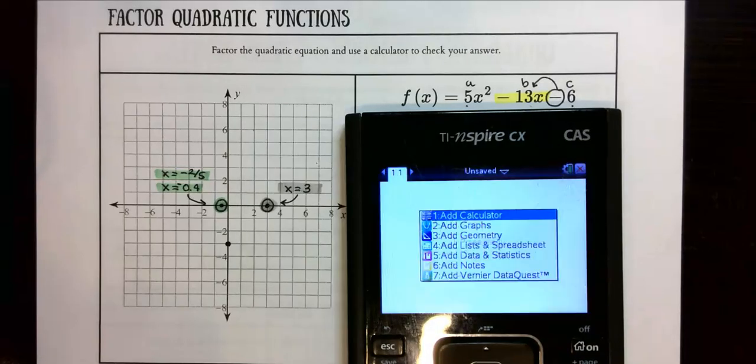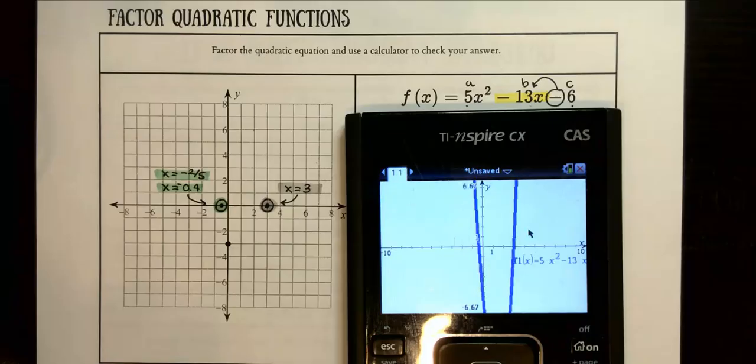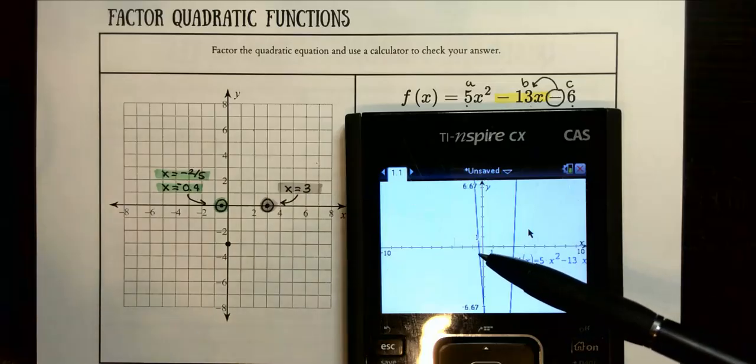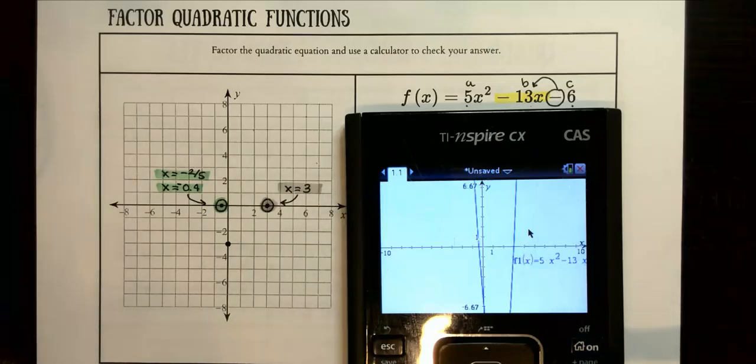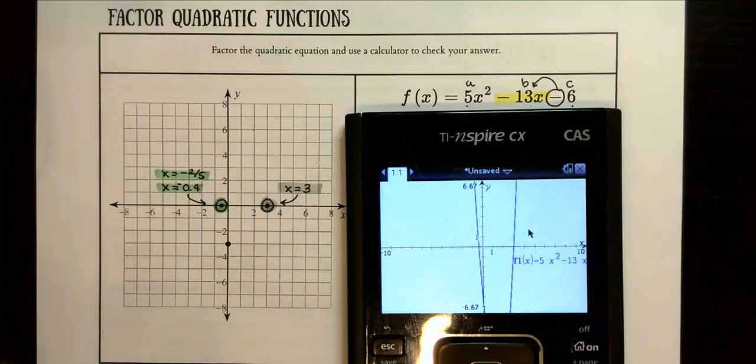So I'm going to hit 1 and then 2, and then where it says F1 I'm going to type in the original function. So I'm going to type in 5x squared minus 13x minus 6. Now when I hit enter, you're going to notice that my graph shows up on the screen. Now, one of the things that I do want to point out is we have to pick a point of reference. What are we going to look at when we're comparing two graphs? So the first thing I'm going to point out is the x-intercepts, because they're easy to see, where this line crosses the x-axis and where this line crosses the x-axis.